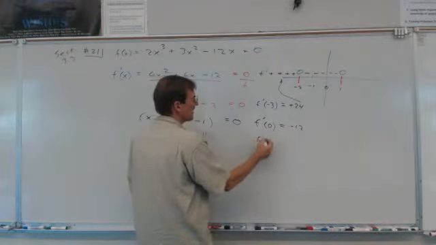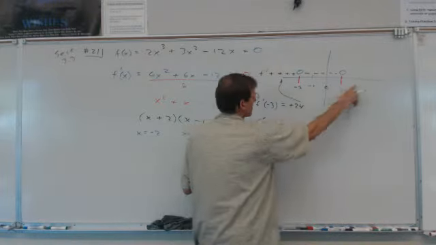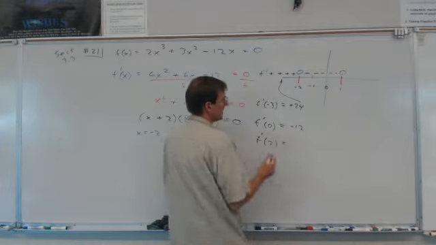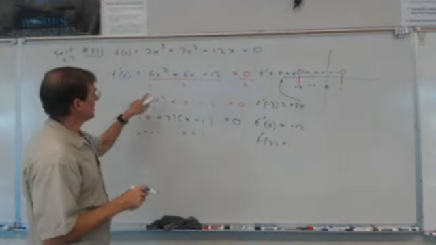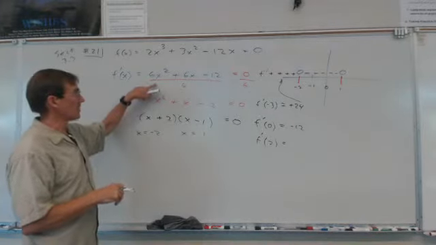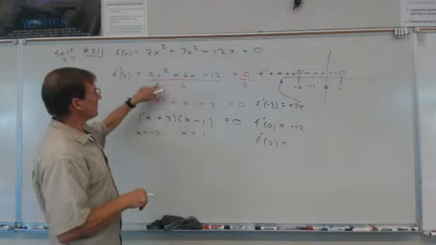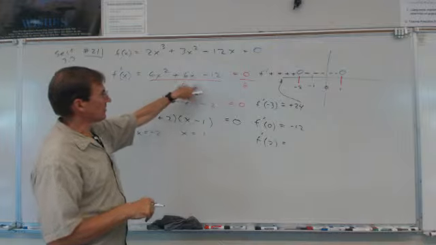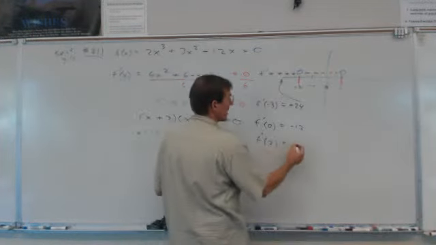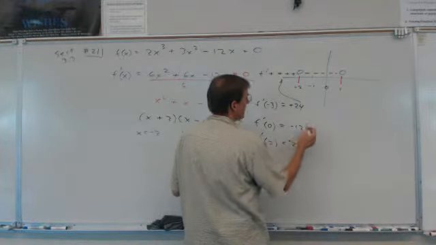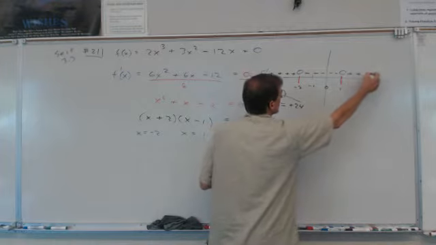And then finally pick a point over in this region, maybe at 2, and see what the first derivative does there. This is going to be 6 times 4 plus 6 times 2 is 12. So 24 plus 12 is 36. Take away 12 will be positive 24. So it's going to be positive over here.